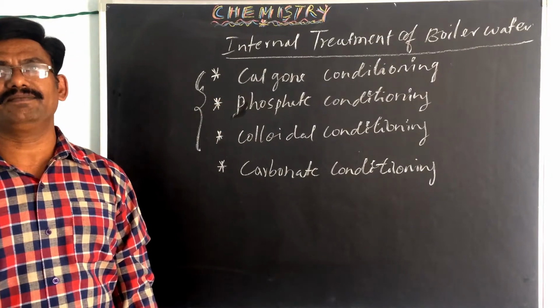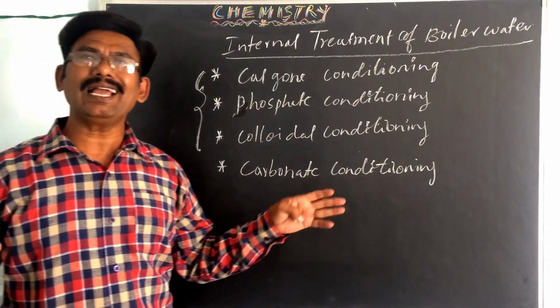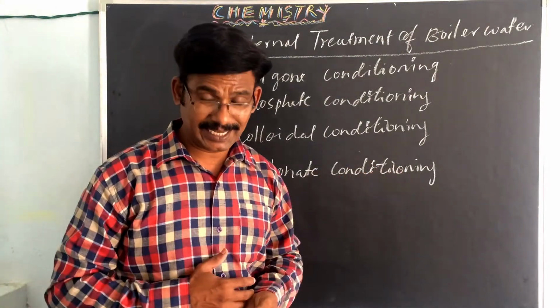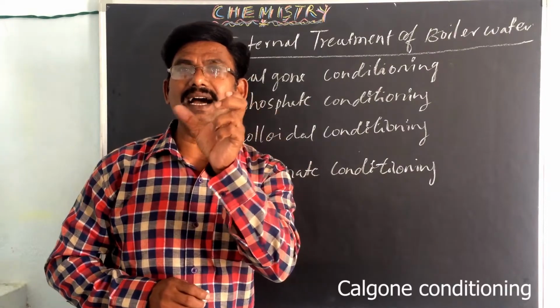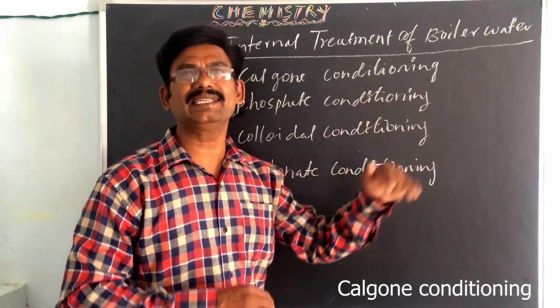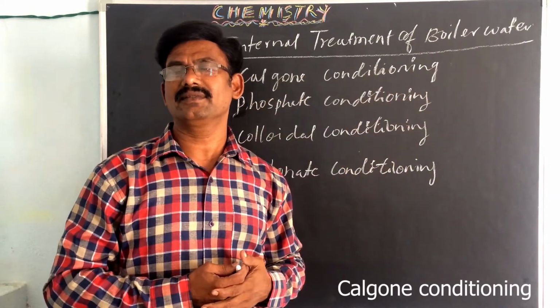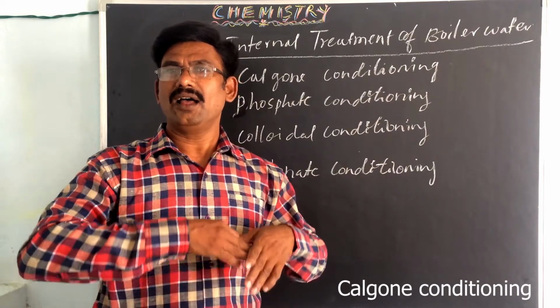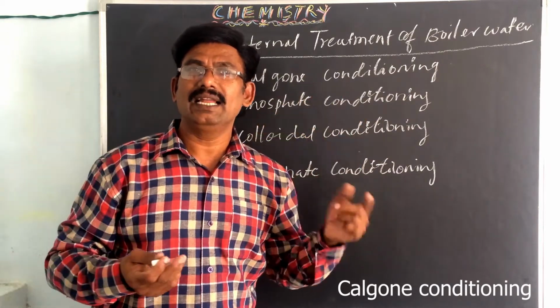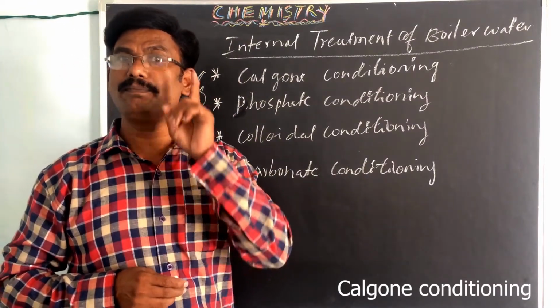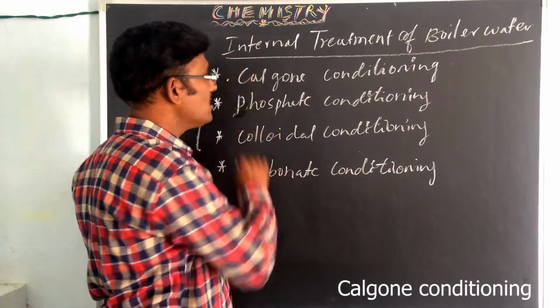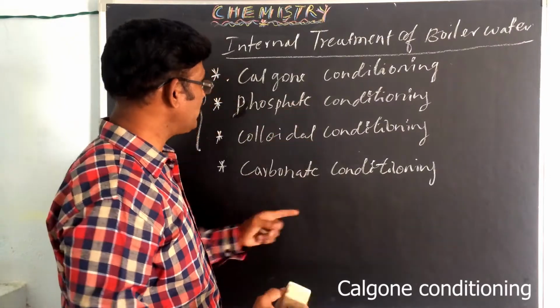Calgon conditioning. So Calgon conditioning means what? The word Calgon means calcium gun. Its chemical name is sodium hexametaphosphate.